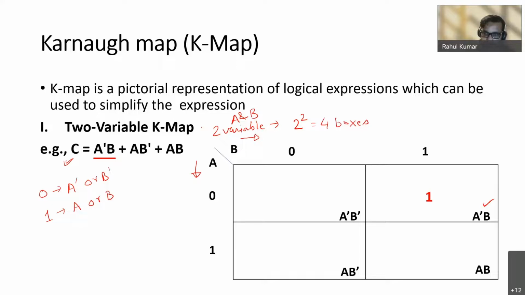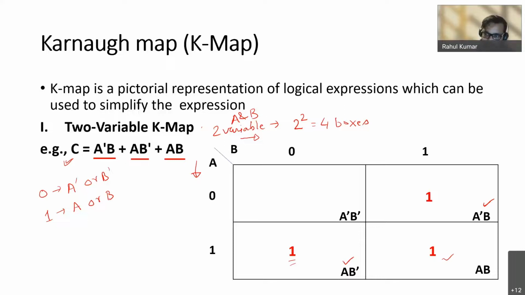The next term is A B dash. Okay, so I will put 1 in the corresponding box. So A B dash is this one, so I have put 1 in this box. Similarly, the third term is AB, so I have put 1 in the corresponding box, right?